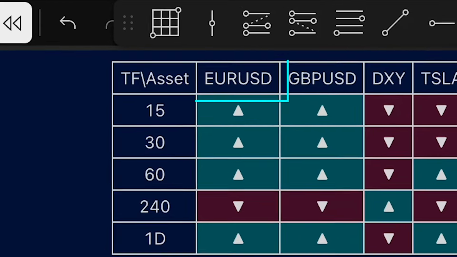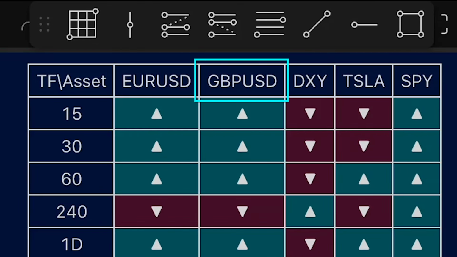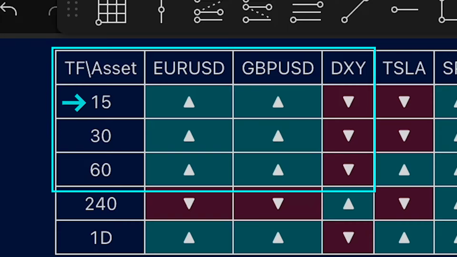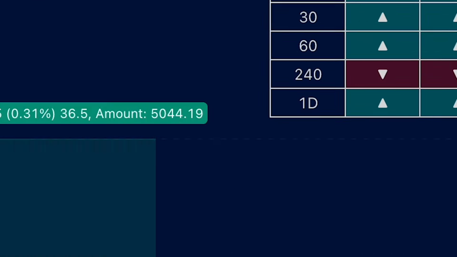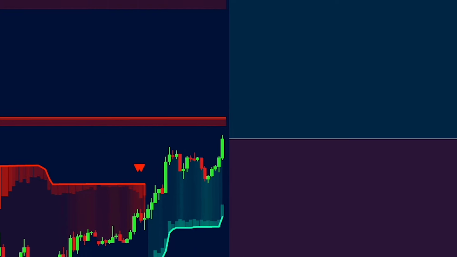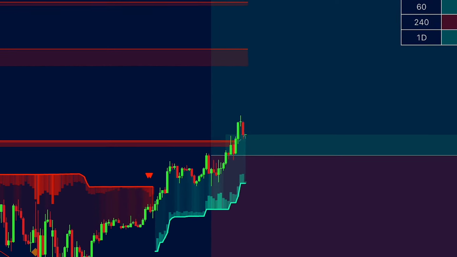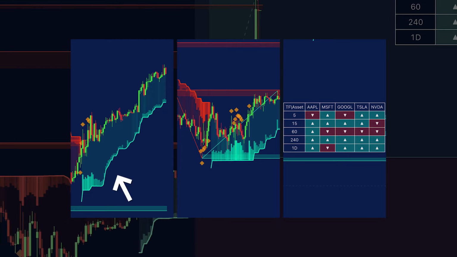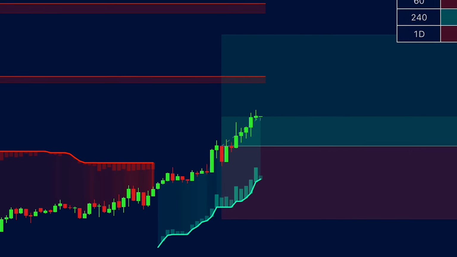For instance, when EURUSD, GBPUSD, and DXY all show bullish trends on the 15-minute, 30-minute, and 1-hour time frames, that's powerful confluence for USD strength trades. This confluence filters out isolated moves and keeps you focused on trends with broader market support. And when all 3 pillars, Supertrend direction, volume confirmation, and multi-asset confluence align, you have the highest probability volatility day trading setups available.